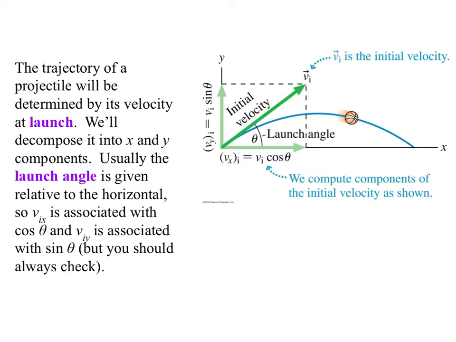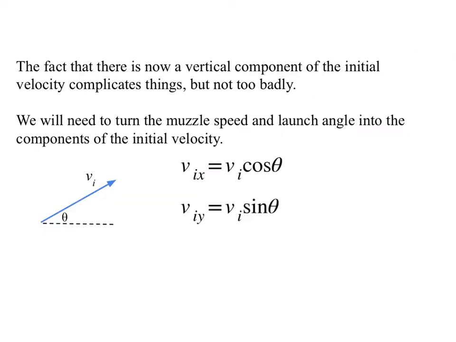We'll decompose the velocity into its x and y components. Usually the so-called launch angle is given relative to the horizontal. So here's the horizontal, and we say we're theta degrees above the horizontal. But that isn't necessary. When it is given relative to the horizontal, then we'll find that Vix is associated with the cosine, and Viy is associated with the sine. But you should always check that, because there's no reason it has to be specified that way, and the AP committee from time to time will change things just to see if you're paying attention.